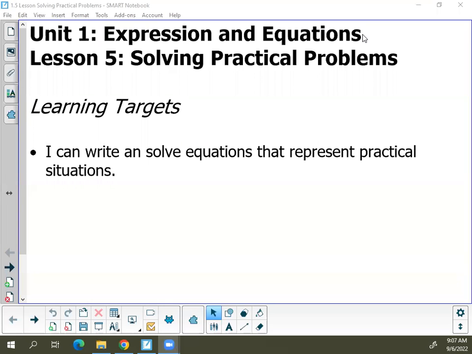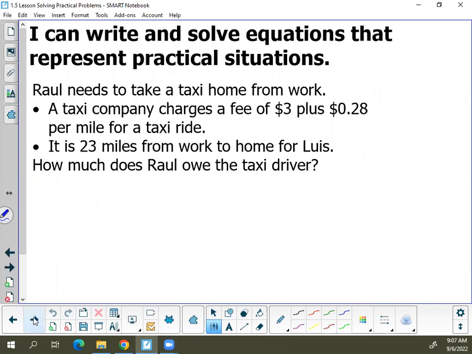Hey, all, today we are going to keep talking about expressions and equations, and now we are going to do some word problems we might call practical problems. And so we're just going to take the language and try to make it look like something we've seen before. Take a second here and read this problem, and I'll talk about how to set it up and solve it.